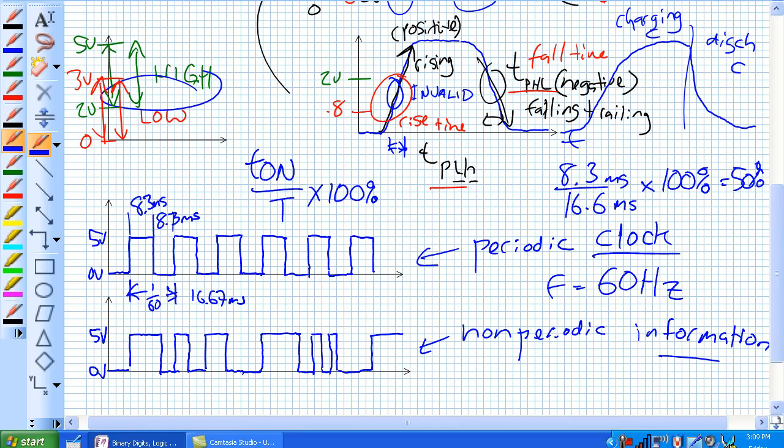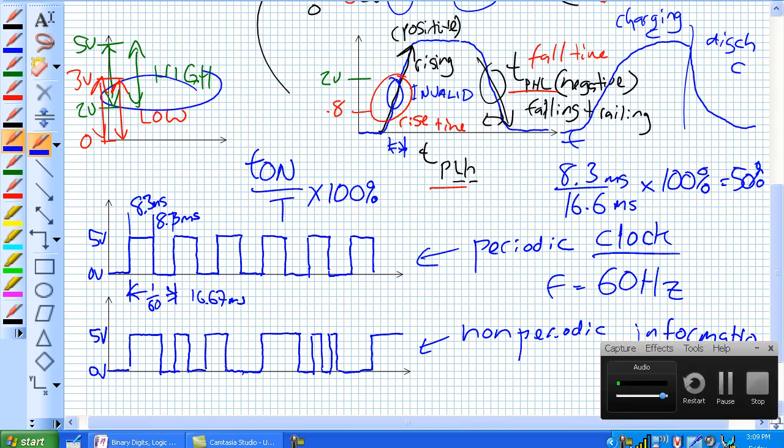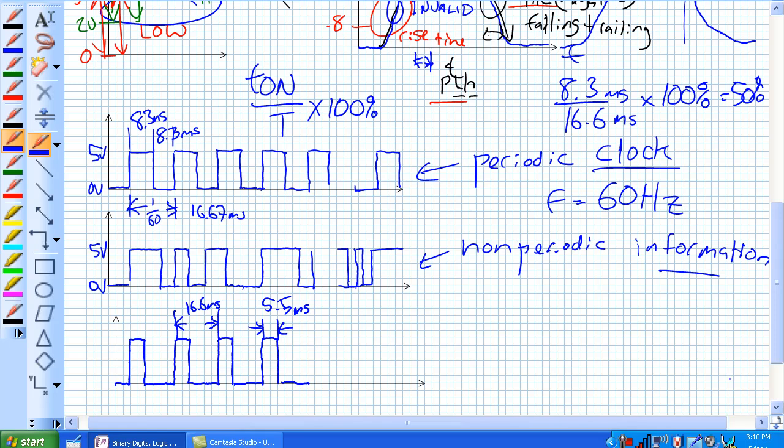So now let's draw this wave and see if you can figure out what the duty cycle is, the period, and the frequency. So here we've got a wave that is repeating itself every 16.6 milliseconds.